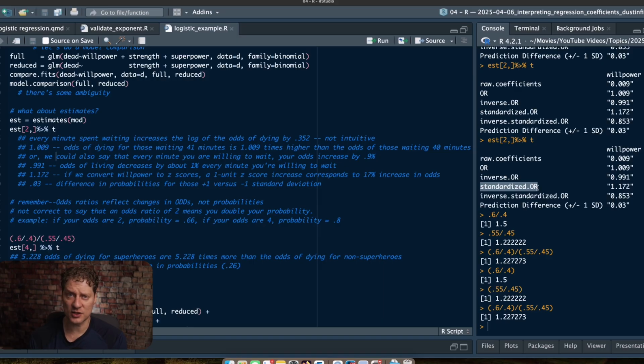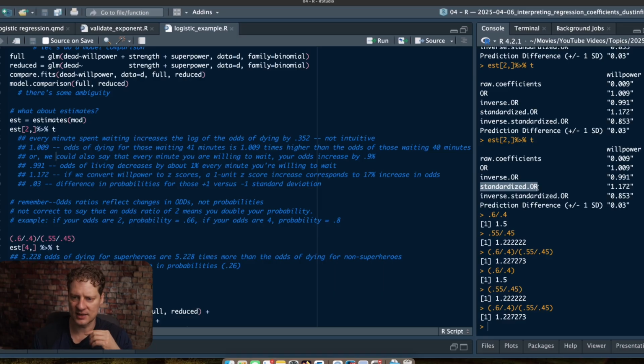That standardized odds ratio basically converts that variable to a z-score and then uses that z-score to make the inference. So what does that mean? That 1.172 tells you that as you move from, for example, a mean to one standard deviation above the mean, your odds increase by 1.172. Or you can say every time you increase by a standard deviation, your odds increase by 17%.